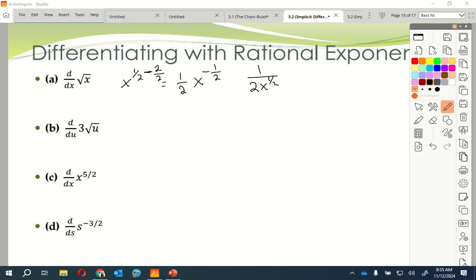Same thing goes to the next one. I'm going to get 3u to the 1/2, so the derivative, I'd get 3 over 2, so I'm multiplying by the half, and again minus my 2 over 2, so u to the negative 1/2, which is also 3 over 2 u to the 1/2.